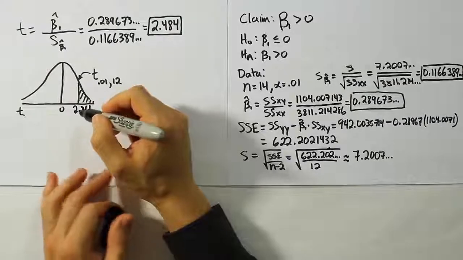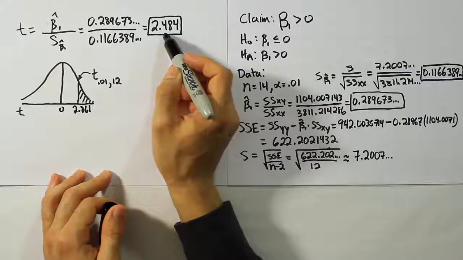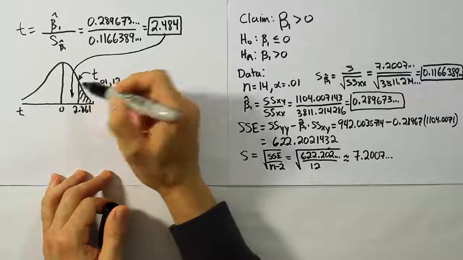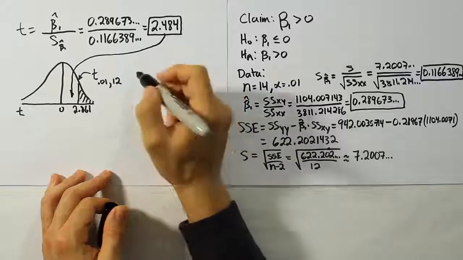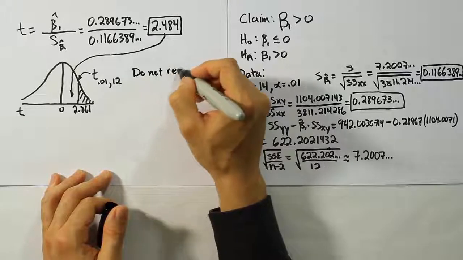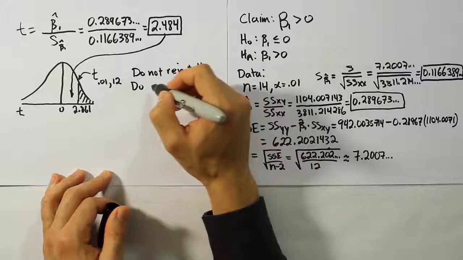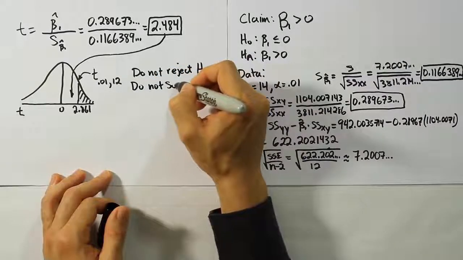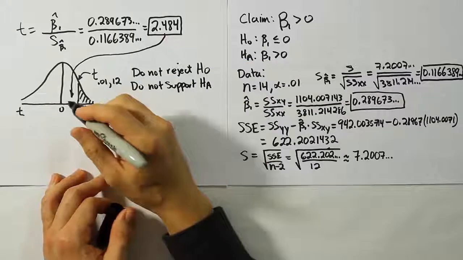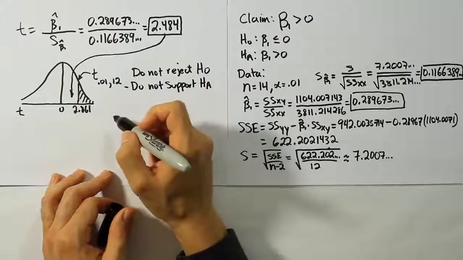Now, with that critical value, when we compare that against our test stat, we see our test stat doesn't quite make it into the rejection region. It's just a little before that point. And so we're going to be in the white space here. So we're going to say, do not reject H0, and therefore, do not support HA. All right, now look at our claim and realize that our claim is the same as HA, so we'll be using the phrase do not support.